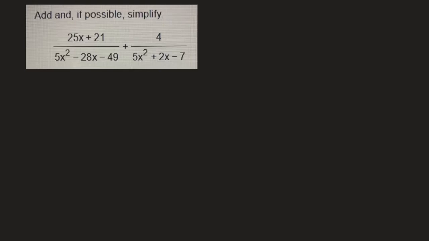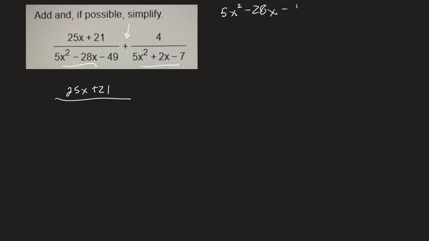All right, here's a good question. So you have to add fractions. To add fractions, you need a common denominator. With both of these being trinomials, you have to factor them and then try to get a common one. So I'm just going to leave the top, 25x plus 21. And then on the bottom, I'm just going to take it over to the side and factor it.